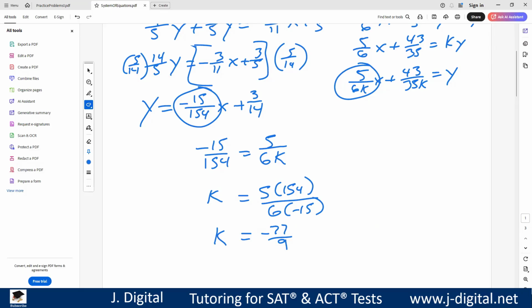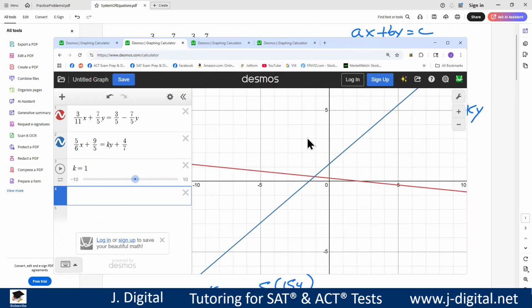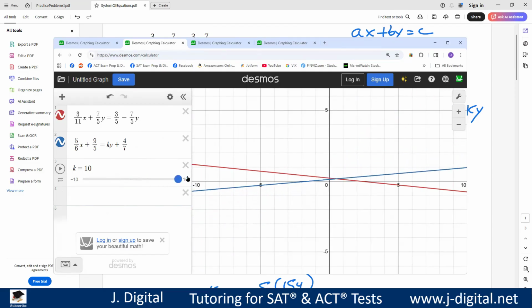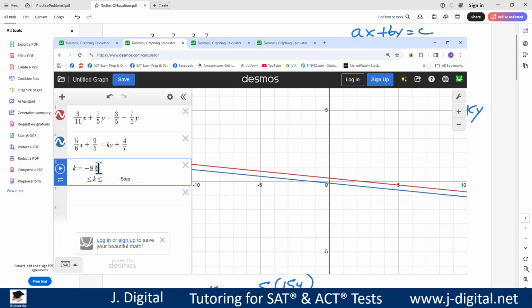Now, how can you do this in Desmos? Let's take a look. Now in Desmos, you're probably used to putting the two equations in, you get a slider for a constant, and you play around with that to make them look parallel. Problem is, if k is not a nice integer number or 0.5 something, it's going to be hard to get it exact. You know, the negative 77 over 9 is about 8.5 repeating, so something like that. So it's good to check your answer if you want to do it that way.